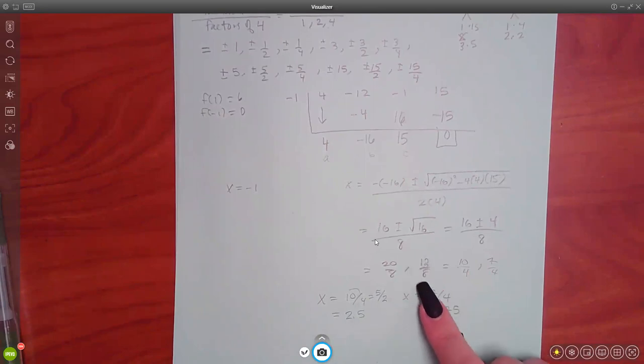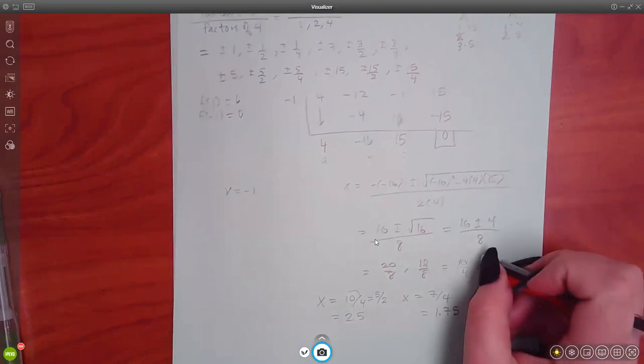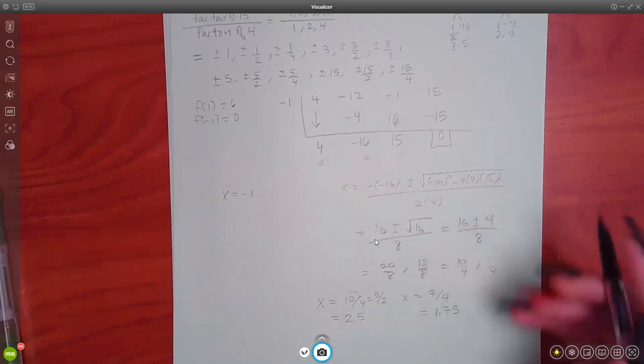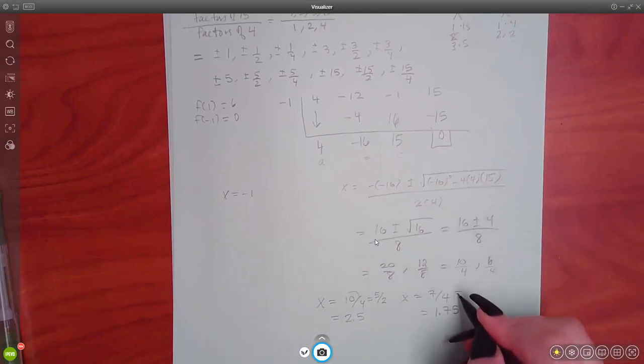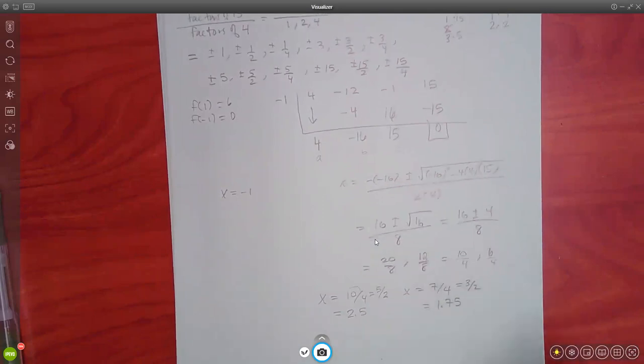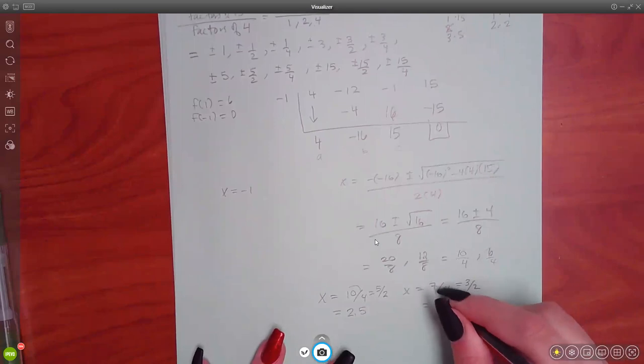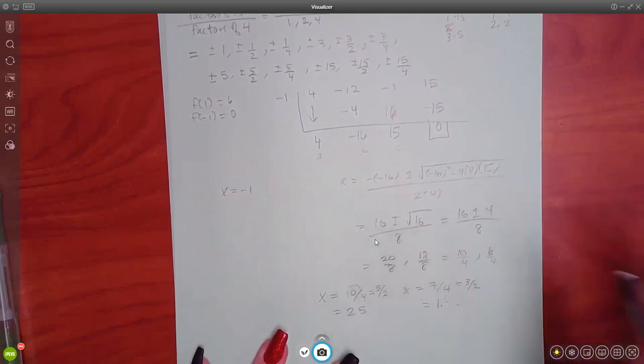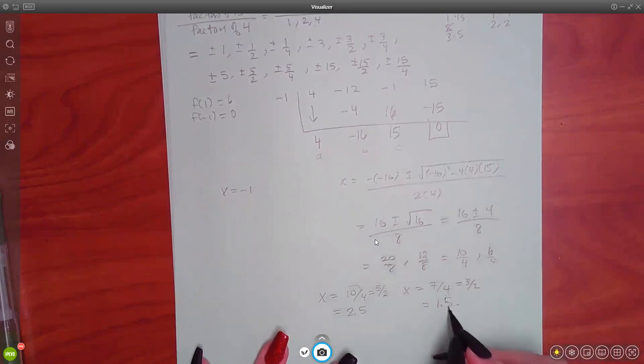So 12 over 8 is actually going to reduce to 6 over 4, which actually reduces to 3 over 2. Is 3 over 2 on that list? It is, right? And 3 over 2 is actually 1.5. So I probably would have still picked the correct graph, but when I tried to type those in as my answers, I would have gotten it wrong.